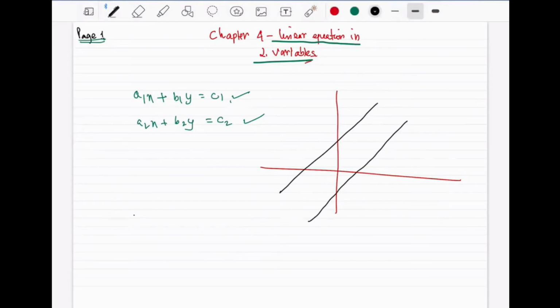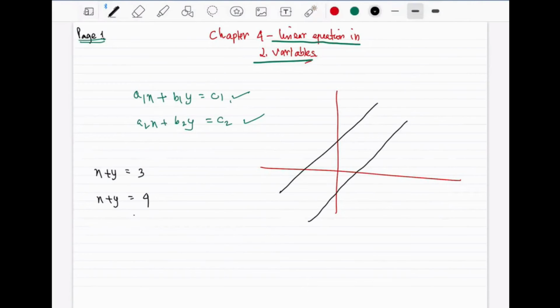Example, if I take x plus y is equal to 3 and another x plus y is equal to 4, is it possible to solve these two equations? Is it possible that there is a value of x and y in which the addition is 3 and the addition is 4? Oh, that's not possible, right?